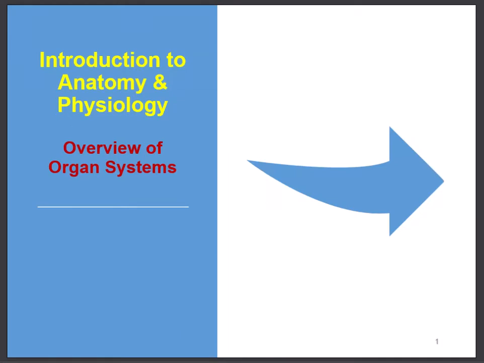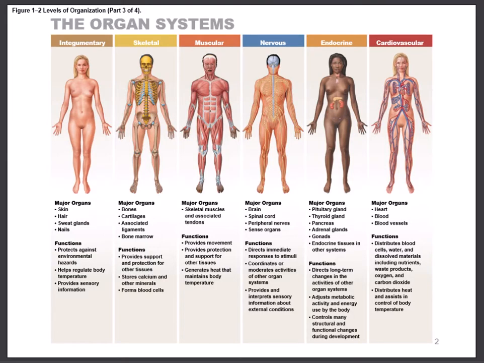In this lesson, we're going to provide an overview of the 11 organ systems. In lecture, we discussed that there is a certain level of organization. Just to review, the lowest level of organization is the chemical level. If we put all the different chemicals together, that's going to form cells. Cells, if we put them together, form our tissues. That's the third level of organization.